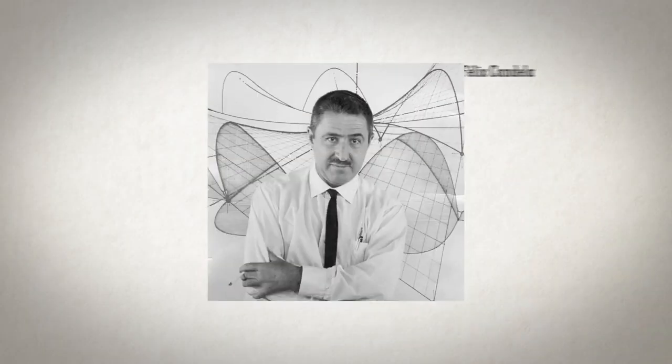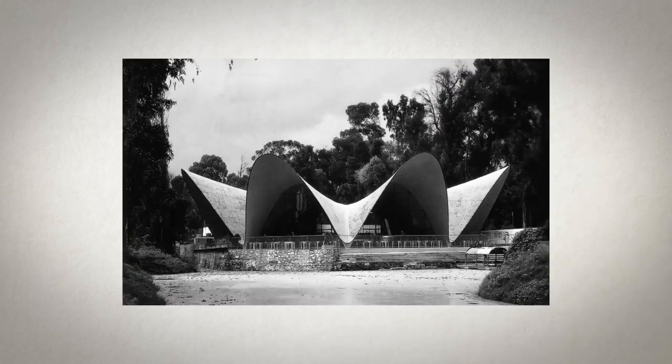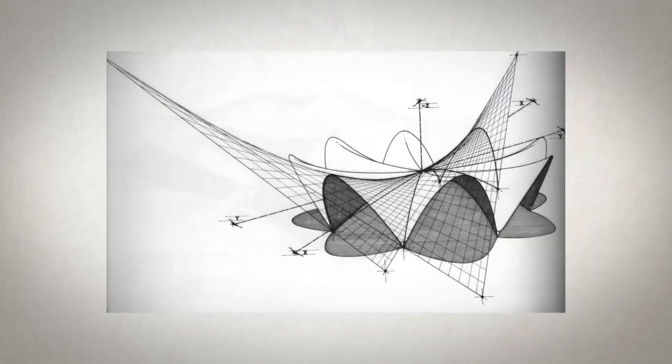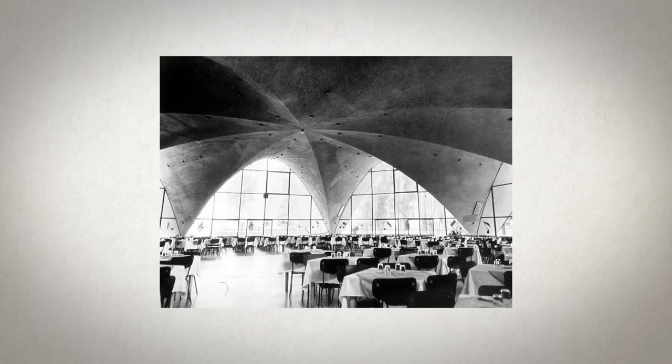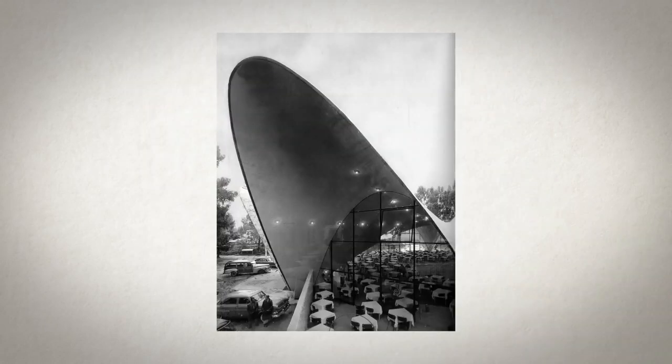Felix Candela was born in Spain, but at 26 he left for Mexico, where he took up double citizenship. Candela had a special talent for geometry and an attraction for surfaces called hyperbolic paraboloids, with which he frequently resolved his architecture.